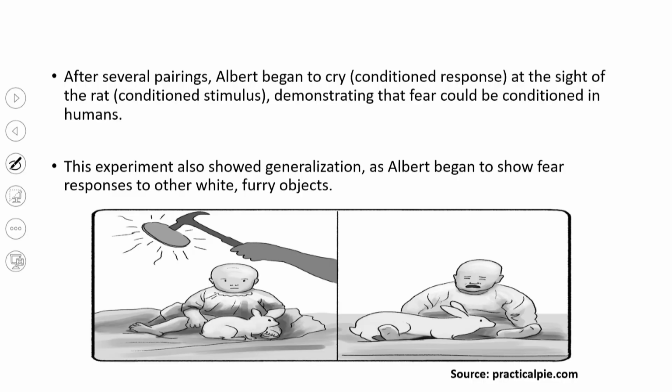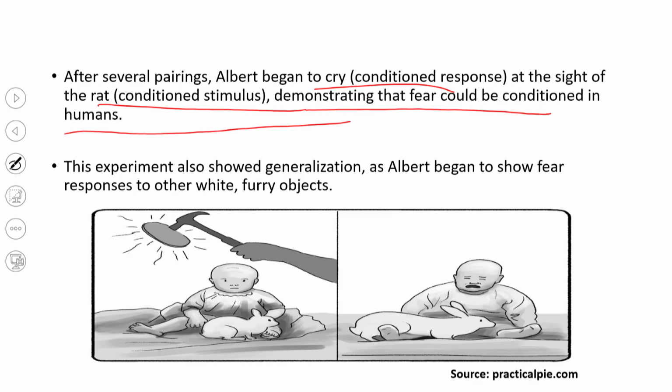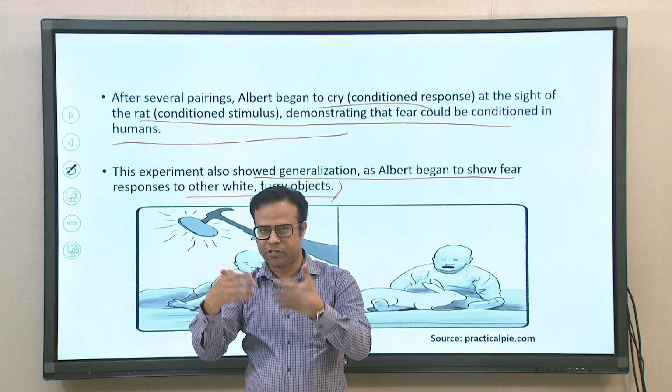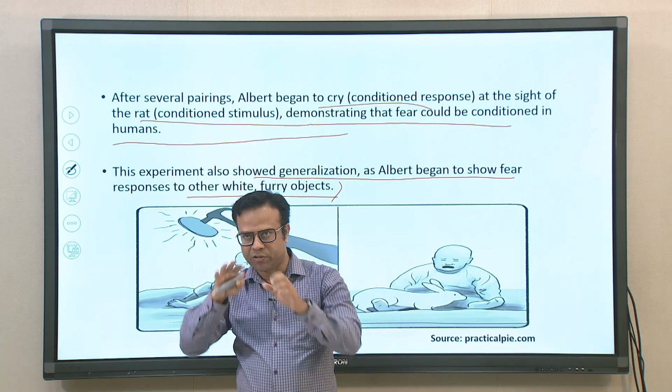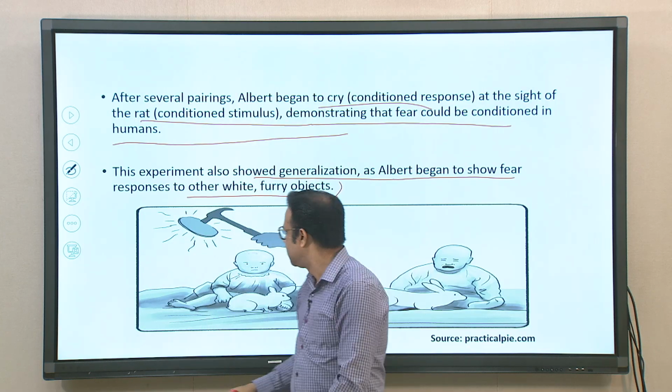After several such pairings, Albert began to cry at the sight of the white rat, demonstrating that fear could be conditioned in humans also. This experiment also showed generalization, as Albert began to show fear responses to other white furry objects. Albert was not only afraid of the white rat, but of any similar or furry objects like dolls and so on. So, it generalized to other objects.